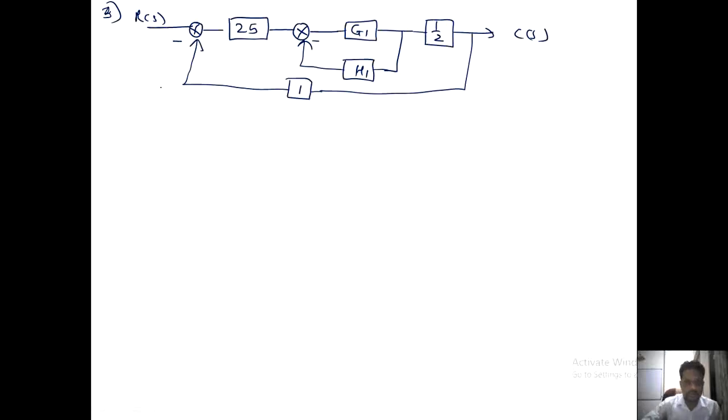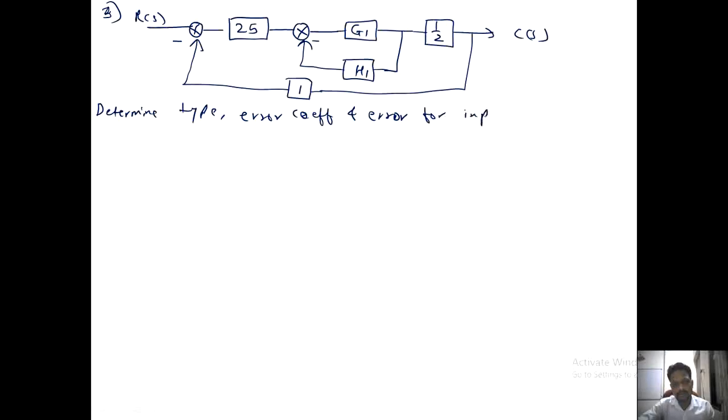Okay, this diagram is given, and for the given system, determine type, then error coefficient, and error for input given as 10 plus 5t plus 6t square by 2.